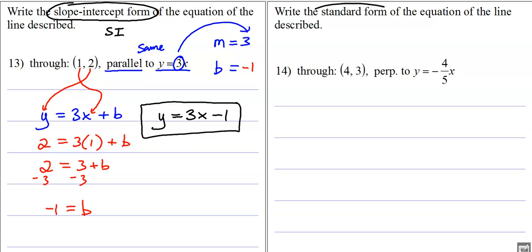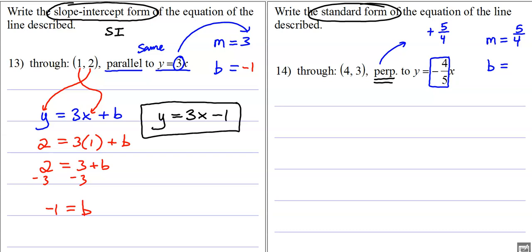All right, last one. We've got standard form to deal with, and we've got perpendicular to deal with. Right now we have no m and no b. So let's get an m. This line has a slope of negative 4/5. Remember, for perpendicular, I have to do two things: I need to flip it, and I need to change the sign to positive. So there we go, we've got a slope. Let's get a starter equation going: y equals 5/4 x plus b.